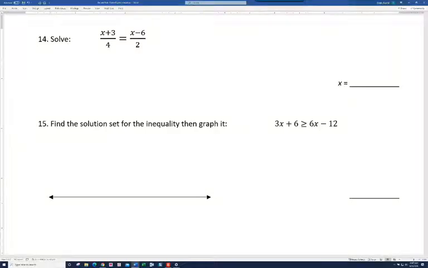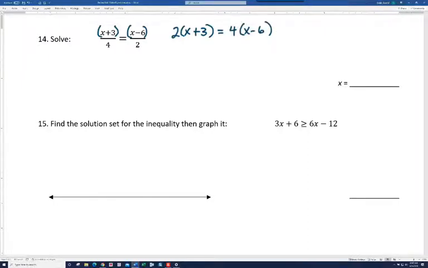All right, in this video we'll continue our review of Unit 1 for Algebra 1. And so just like we did in number 13 here, we are going to cross multiply. I'm going to multiply the 2 times the x plus 3 first. It actually doesn't matter which way you multiply first. I could have multiplied the 4 times x minus 6 first if I wanted to. So we're cross multiplying, we get 2 times (x plus 3) is equal to 4 times (x minus 6).